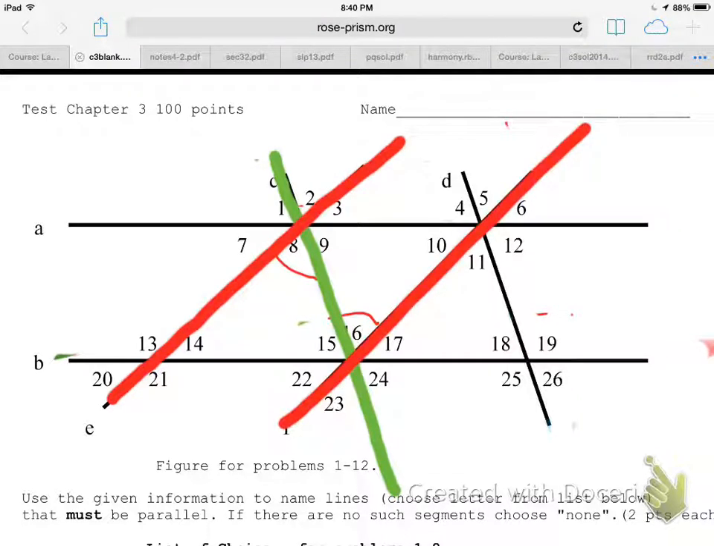The angles 8 and 16 are between the two red lines. That makes them interior. They're on opposite sides of the green line, so they are alternate interior angles, and alternate interiors being congruent is a reason for parallel lines. So E is parallel to F. We have choice C again.